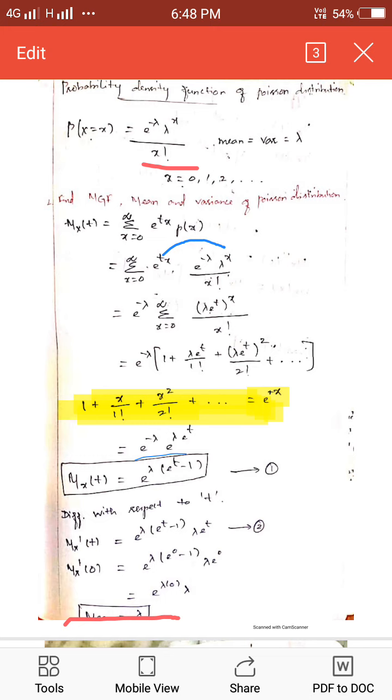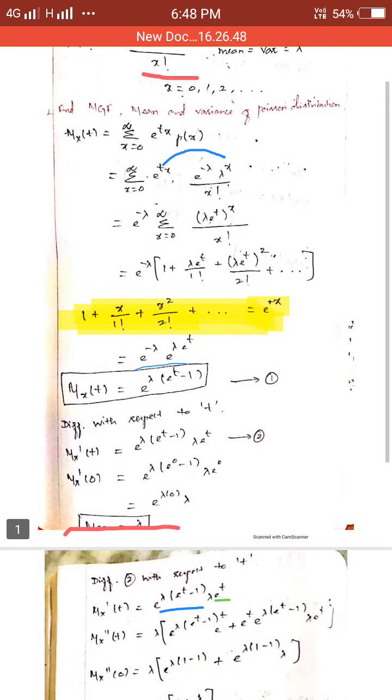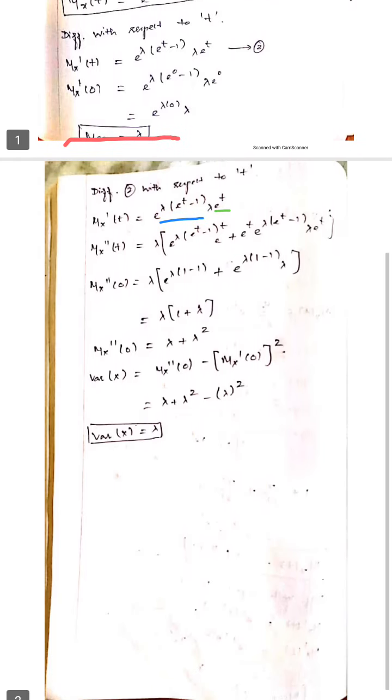We have to substitute t equal to 0. M_X dash of 0 equal to, where there is t, we have to substitute 0. We know that e power 0 is 1. In the power term, e power 0 equal to 1, and 1 minus 1 is 0. The whole term is simplified as 1. Only the lambda will be available. Now we got the mean. Mean equal to lambda. This is the first derivative.